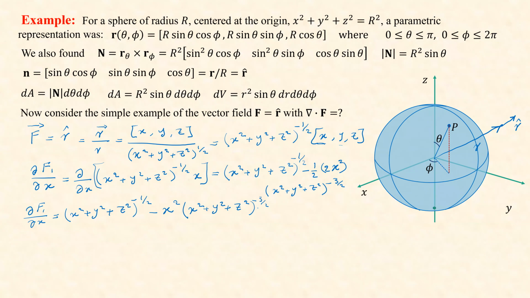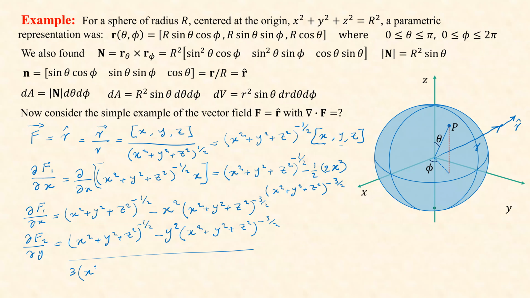Okay, if you do the same for f2 with y, partial of f2 with respect to y, you get the same thing here. Minus, this becomes y squared times (x squared plus y squared plus z squared) to the power negative 3/2, right? And the same for z. If you add all of them, you get 3 times (x squared plus y squared plus z squared) to the power negative 1/2, minus, this becomes x squared plus y squared plus z squared. You see, they all have this factor.